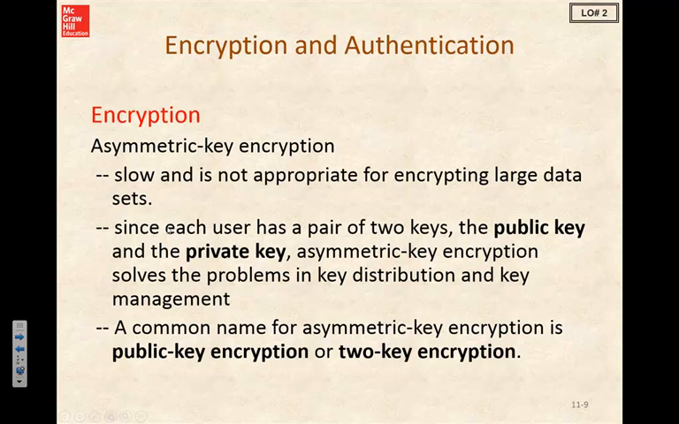We could have an asymmetric key encryption. This is slow and not appropriate for encrypting large data sets, since each user has a pair of two keys, the public key and the private key. Asymmetric key encryption solves the problems in key distribution and key management. A common name for asymmetric key encryption is public key encryption or two-key encryption.